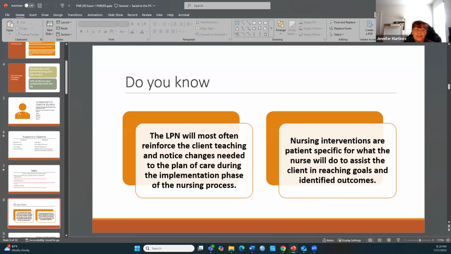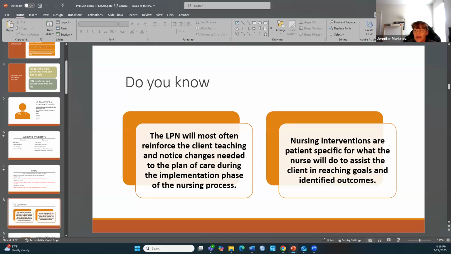All right. So the LPN will most often reinforce client teaching as well as notice changes needed to the plan of care during the implementation of the nursing process, because the LPNs are going to be the ones that spend the majority of time with the patients.